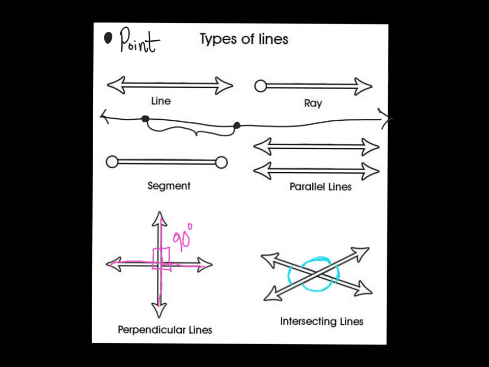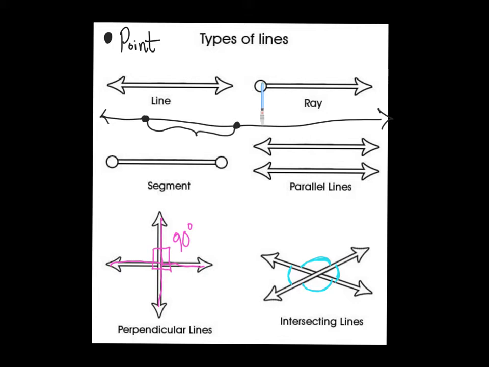On the top of those intersecting lines, you have another special thing called parallel lines. And these lines constantly go in both directions, but they never touch. They never intersect.